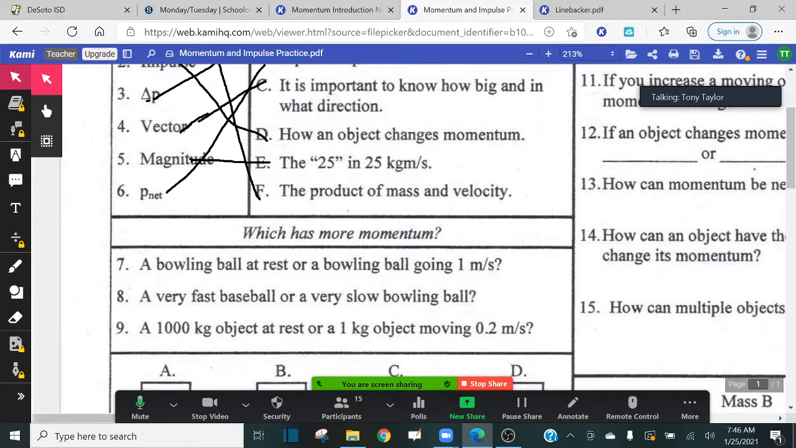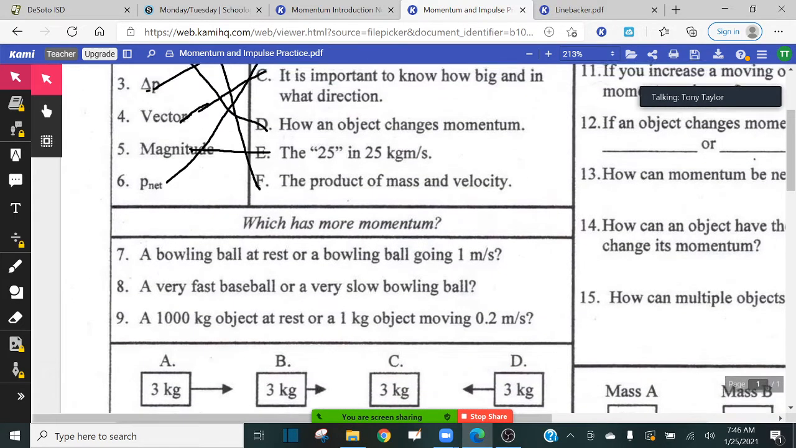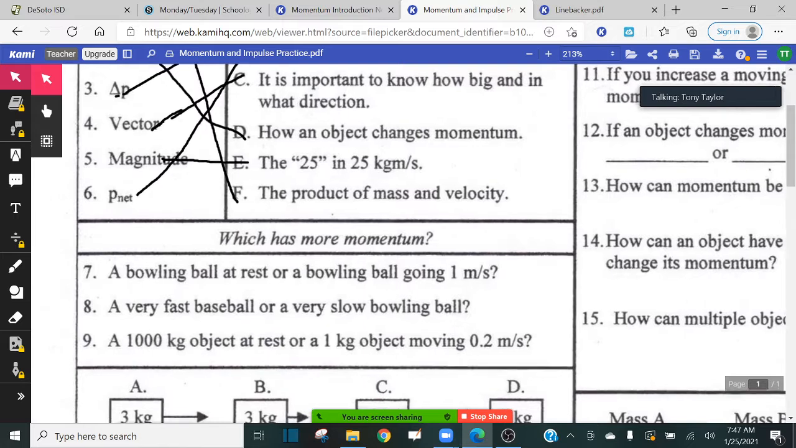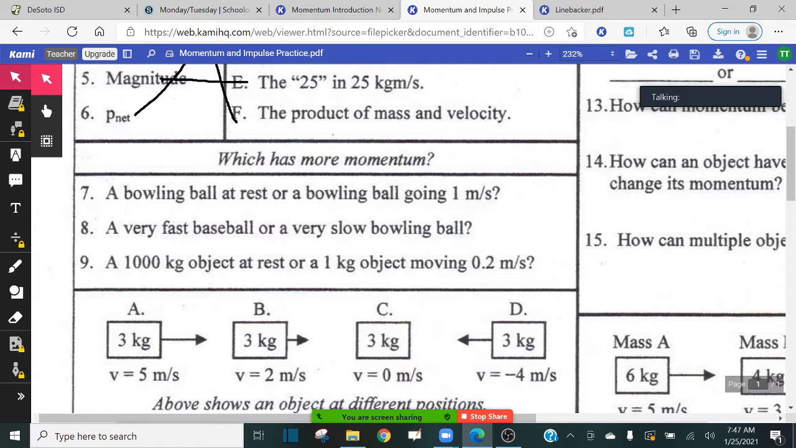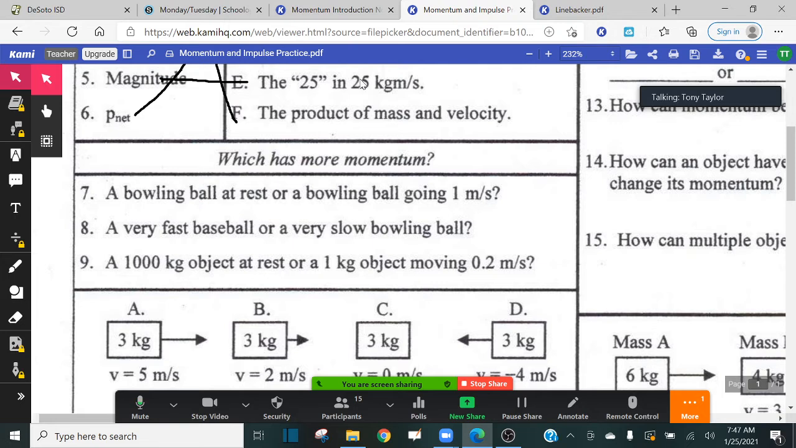Now, with that said, guys, let us look at some numerical examples. Look at number 7 here. At the top it says, which has more momentum, a bowling ball at rest or a bowling ball going 1 meter per second? Guys, as a general rule, in order for an object to have momentum, it must have motion. It can't have zero velocity. It must be in motion in order to have momentum.